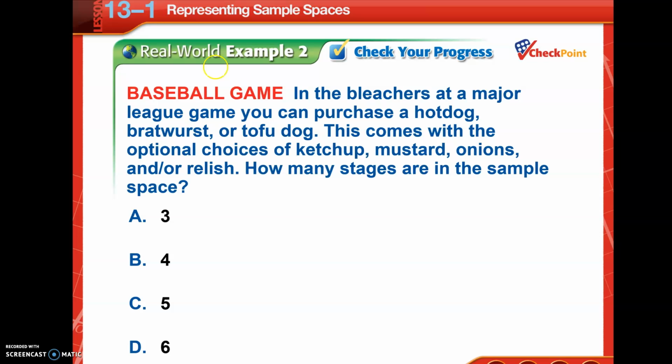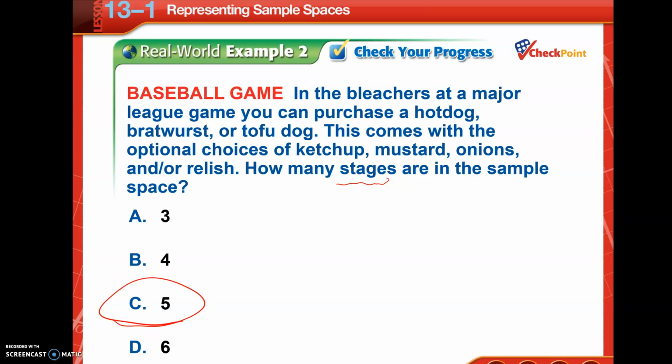So if I think about this one, in the bleachers at a major league baseball game, you can purchase a hot dog, bratwurst, or tofu dog. This comes with optional choices of ketchup, mustard, onions, or relish. So how many stages is this? We have the stage of the type of dog. Then you would have the ketchup or no ketchup stage, the mustard or no mustard stage, the onions or no onions stage, and the relish or no relish stage. So you'd have 1, 2, 3, 4, 5 different stages.